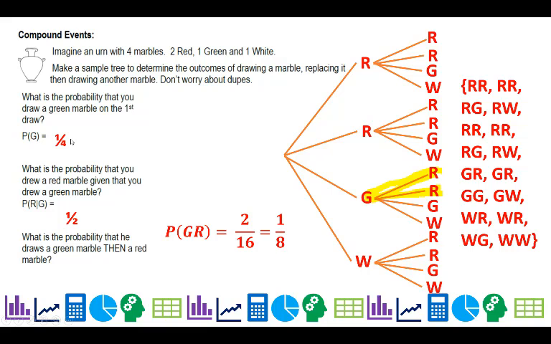But what happens if I just multiply this probability times that probability? Oh, I get the same answer. So instead of having to do a tree, I can do a shortcut and just multiply the probability of the first thing happening times the probability of the second thing happening, and I get 1/8.